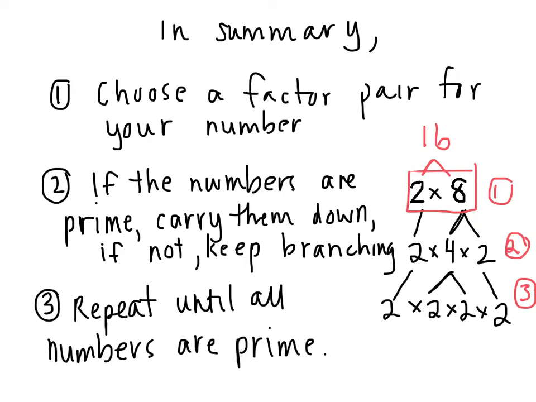So if the numbers are prime, we're just going to carry them down, which I did. And then if they're not prime, you have to branch them. So I branched the 8 to 4 times 2. And then I'm going to repeat that sequence until all of the numbers are prime. So down here at the bottom, I ended up with 2 times 2 times 2 times 2, and they're all the same and they're all prime.